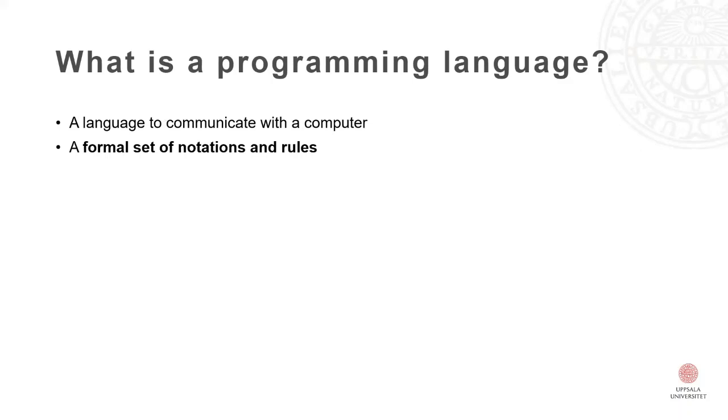What is a programming language then? It is simply a language to communicate with your computer, and it has some similarities to human languages. For example, it has a set of vocabulary that is fixed, and it has some rules that we need to use.